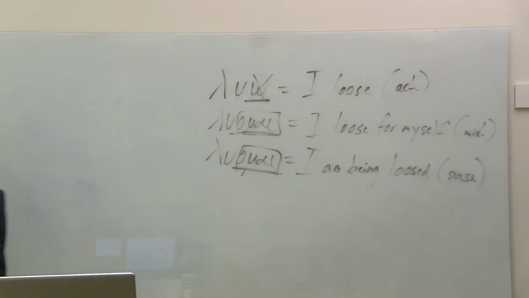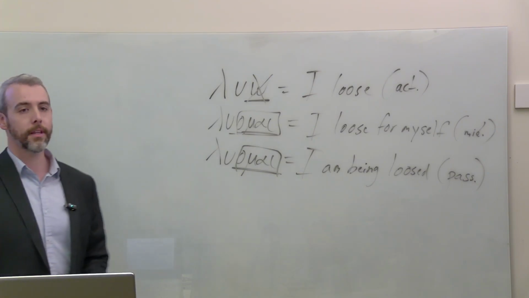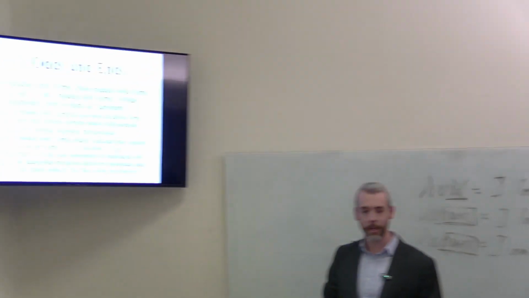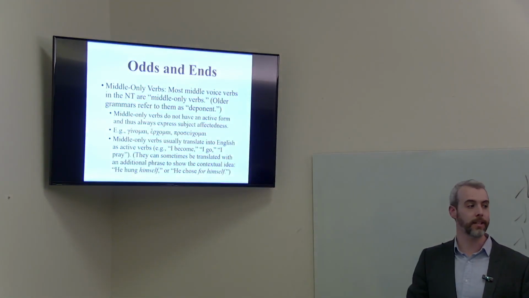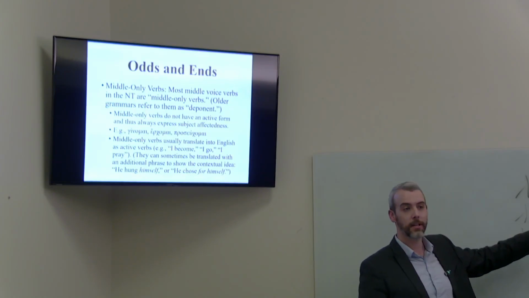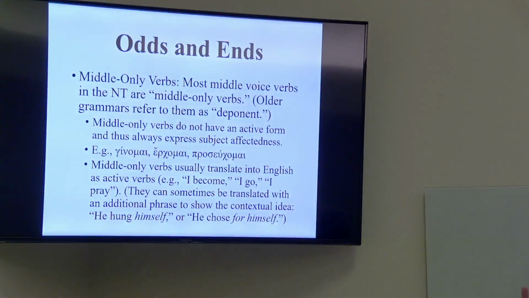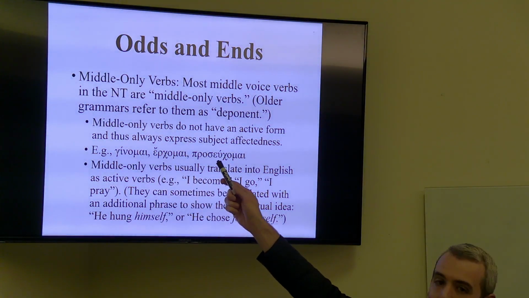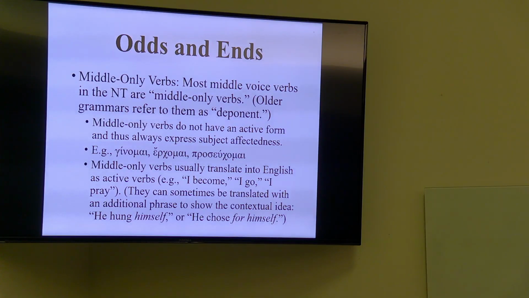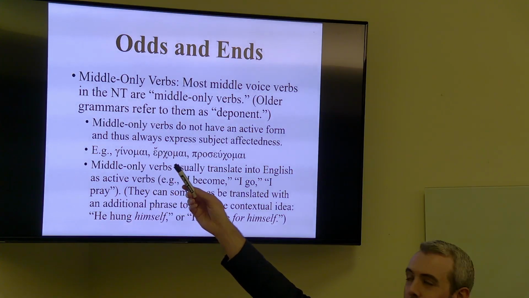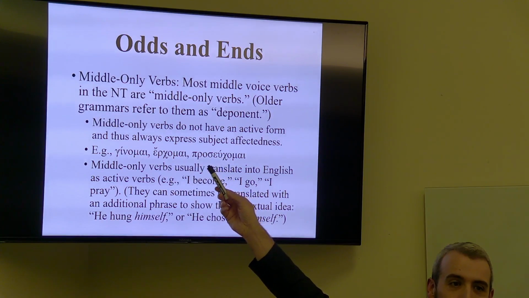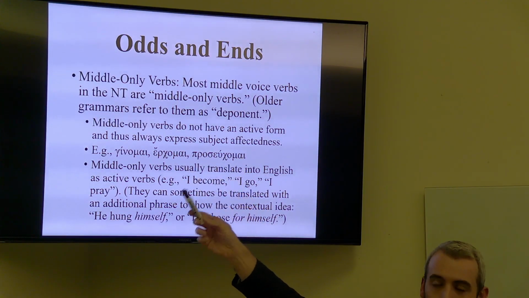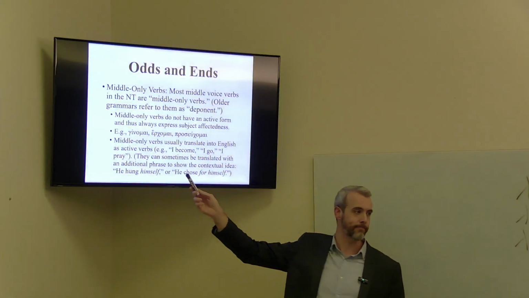So if you see that ending, -ome, in your lexicon, in your interlinear, then that tells you this is a middle-only form, and it will not have an active form. And if it doesn't have an active form, then it is not going to have a true middle form. It's going to be one of these quote-unquote deponents or middle-only, which is words like I become, I go, I pray. These are words that only occur in the middle, and you shouldn't translate them as I become for myself, or I go for myself, or I pray for myself. You just translate these middle-onlys as I become, I go, I pray.